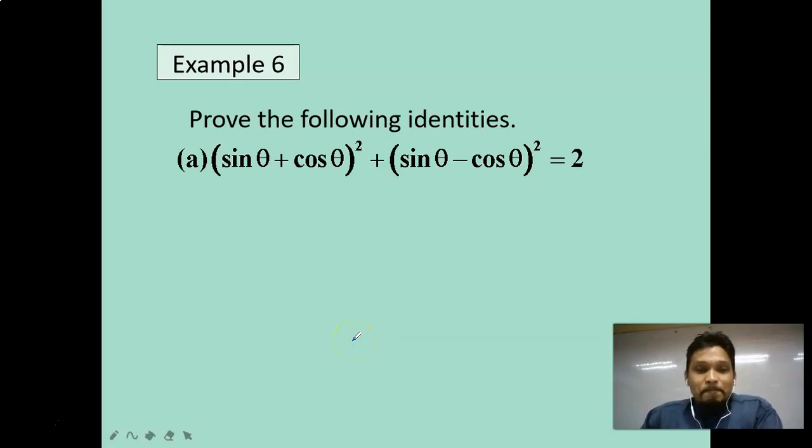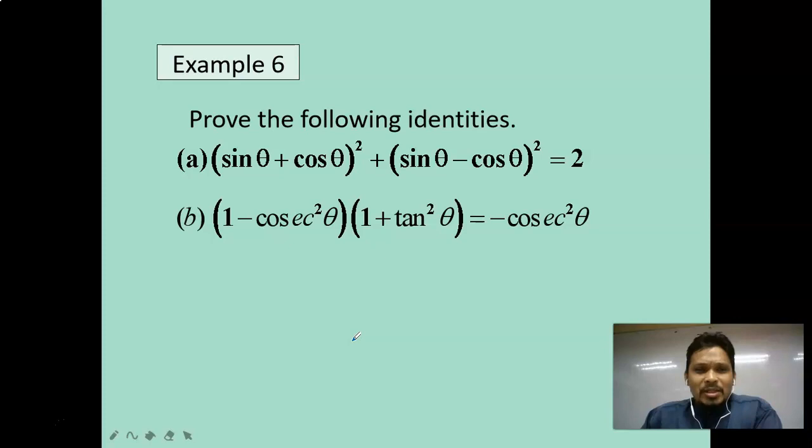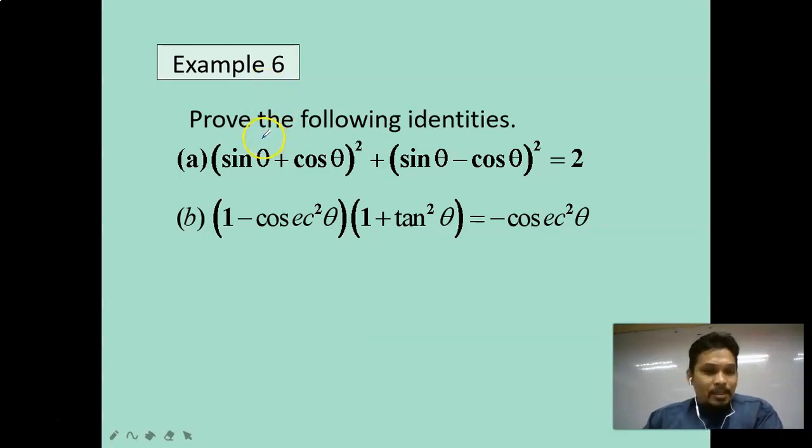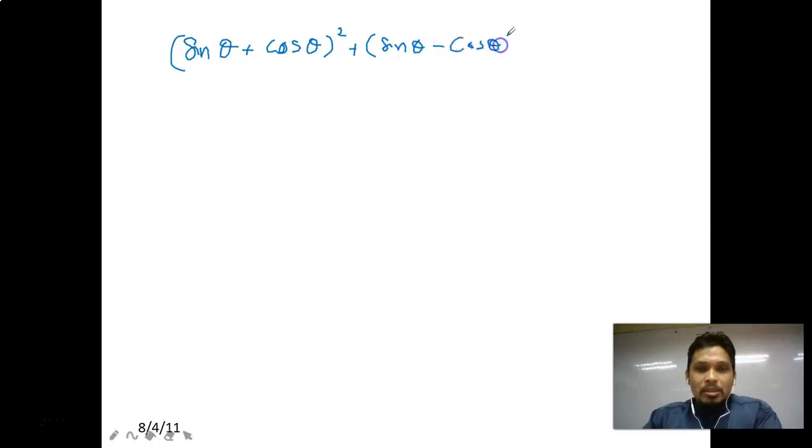Prove the following identities. I think this question is quite familiar to all of you, especially during your SPM studies. Okay, first one here: sine theta plus cos theta, squared, plus sine theta minus cos theta, squared, equal to 2.